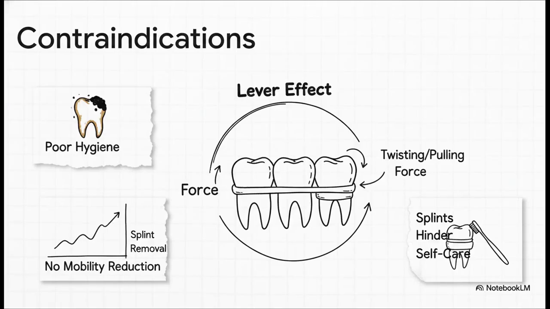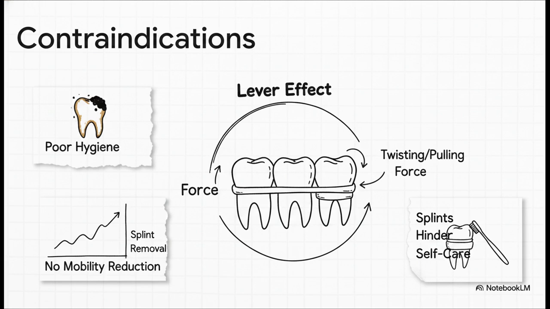However, it is definitely not a magic cure. You should never, ever splint if the patient has poor oral hygiene or if you haven't adjusted existing primary occlusal trauma. Why? Because of what we call the lever effect. A rigid splint acts exactly like a lever. If just one single tooth in that splint is in traumatic occlusion, it transfers those destructive forces to all the healthy teeth connected to it.